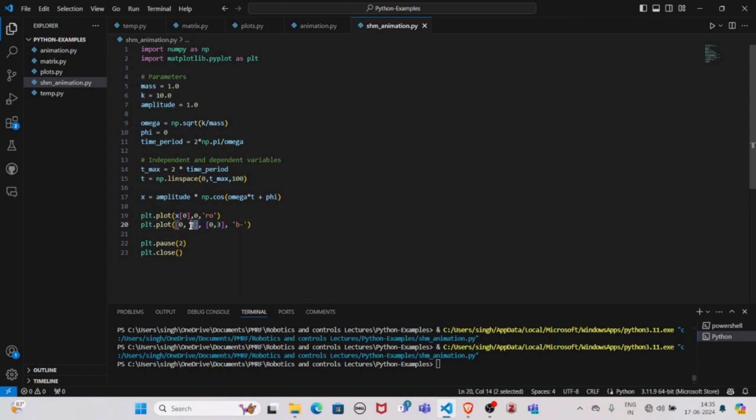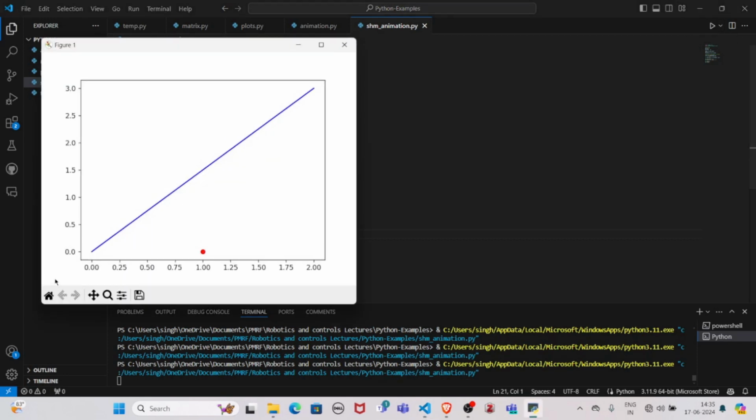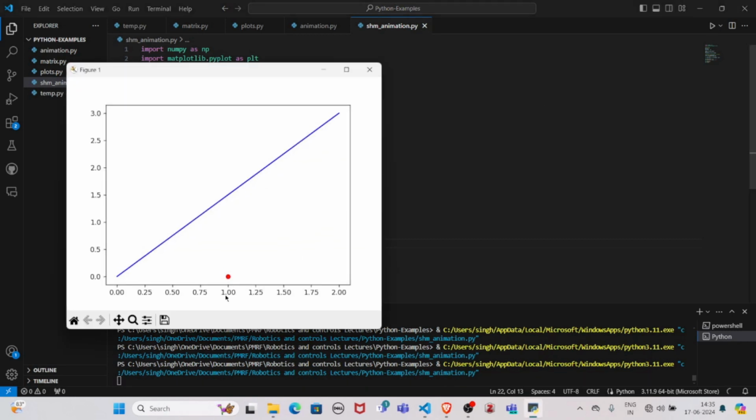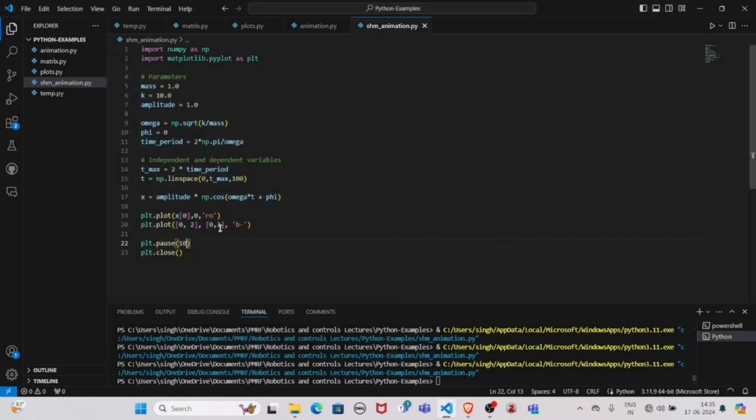So the first list is the list of x's that it will plot, and the second list is the list of y's that it has to plot. So basically it will give a line from 0 comma 0 to 2 comma 3. Okay, let's see what it prints. Yeah, let's just increase this pause for some time, we'll reduce it later. So we have a dot at x0 and a line from 0 comma 0 to 2 comma 3. All right, but we want this string from 0 comma 0 to x0, 0.